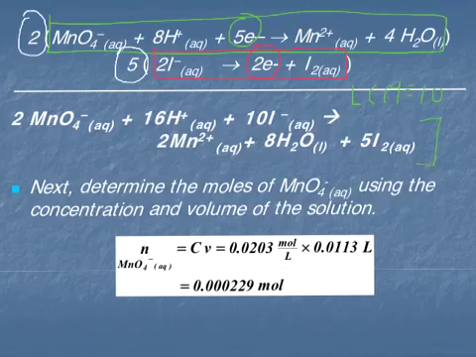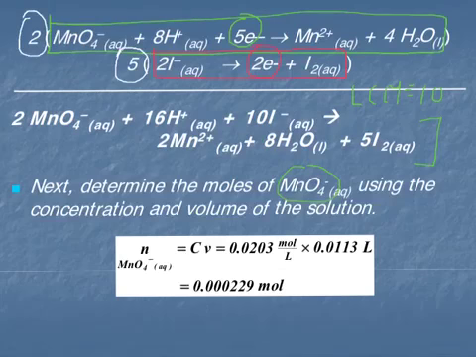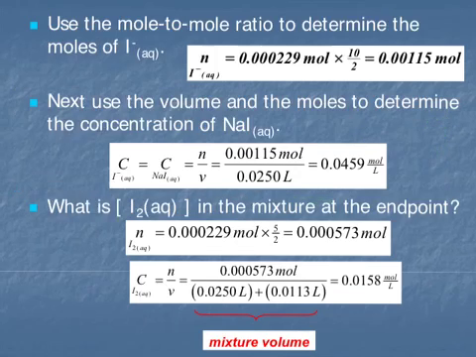Now we need to determine the moles of permanganate, the strongest oxidizing agent that we actually use. We were told from our question that our concentration of permanganate was 0.0203 moles per liter, and we used 11.3 mL, or 0.0113 liters. Multiplying those together, we get 0.000229 moles of permanganate used. Now we have to do some stoichiometry to determine the number of moles of iodide present. Our coefficient ratio is going to be 10 over 2, from our balanced equation. So then we multiply that to find out we have 0.00115 moles of iodide. Now we use the volume of sodium iodide that was given to us, 0.0250 liters, and divide that to find that our concentration of sodium iodide is 0.0459 moles per liter.